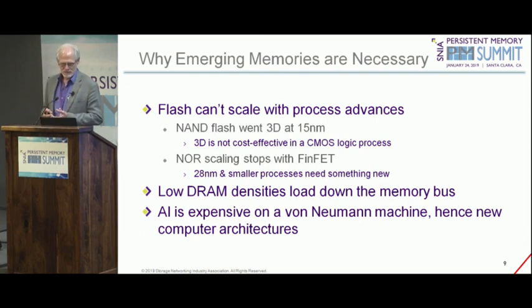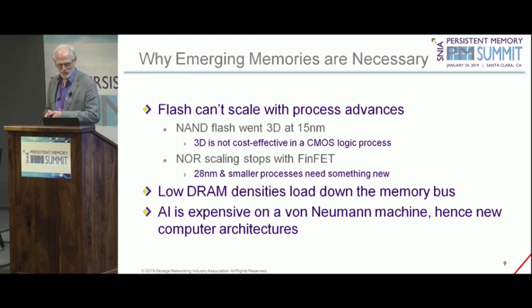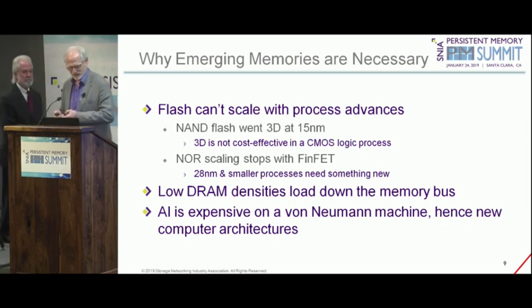So the basic issue is that flash can't scale with process advances. They're sort of stymied. It gets really hard to go below 15 nanometer with conventional planar flash. 3D is said to be not cost effective with CMOS logic process. Nor does scaling stop with FinFET, although they are getting some pretty small FinFETs. But 28 nanometer and smaller processes need something new. Low DRAM densities load down the memory bus, and AI is expensive on a von Neumann machine. And again, these are all things that are driving us to think creatively about the way we do processing. So with that, I give you Jim.